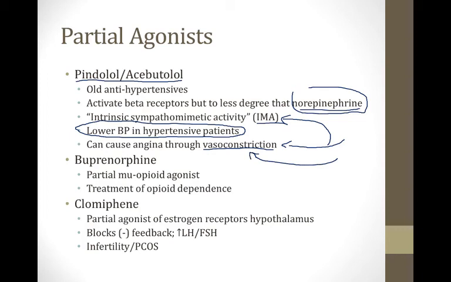Another partial agonist is the drug buprenorphine. It's a partial opioid agonist, and this can be used in the treatment of opioid dependence because it will somewhat stimulate the opioid receptors, but not as much as narcotics do. And then another example of a partial agonist is clomiphene, which is a partial agonist of estrogen receptors in the hypothalamus. So this is going to activate those receptors, but to a lesser degree than the hormones do. This is going to block the negative feedback from LH and FSH. And this drug is sometimes used to treat infertility or polycystic ovarian syndrome.